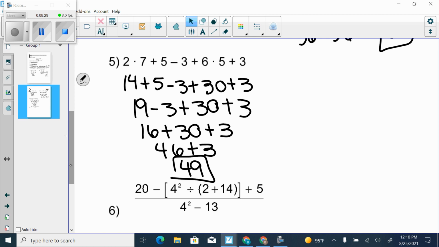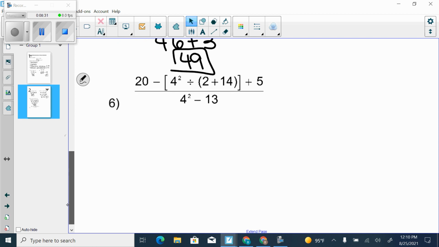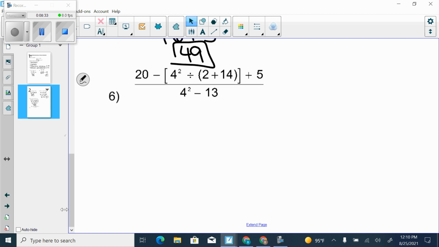Okay. Last one. What should we do here? Right. We got to start with the innermost parenthesis, which would be our 2 plus 14. Okay. So I got 20 minus, inside of here we got 4 squared divided by, what is 2 plus 14? Very good.